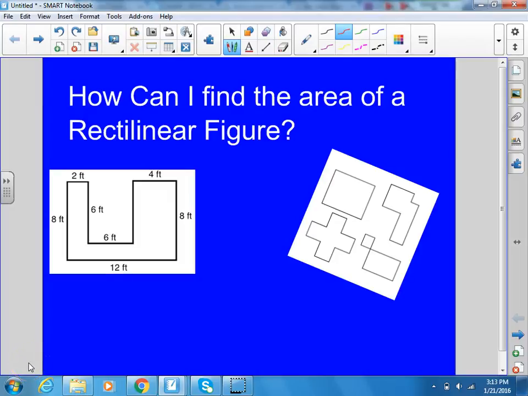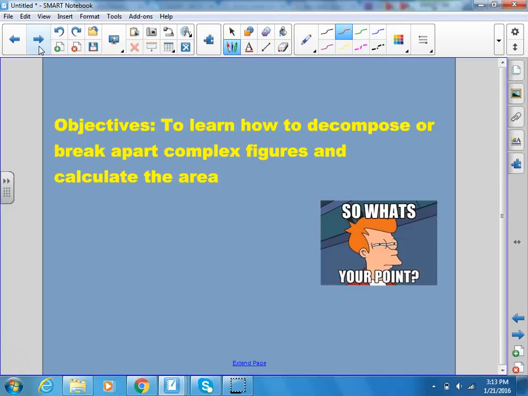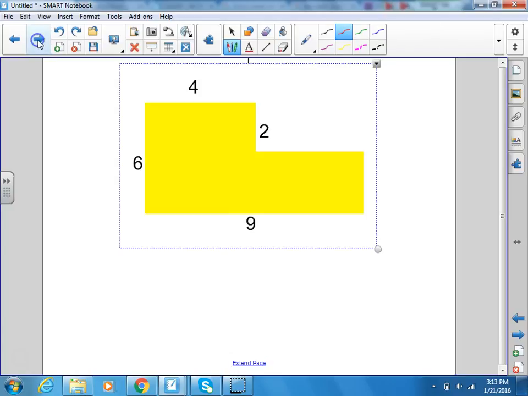Hello parents, for our Teach Me video today, we are going to find the area of rectilinear figures. Our essential question is, how can I find the area of a rectilinear figure? The objective is to learn how to decompose or break apart complex figures and calculate the area.